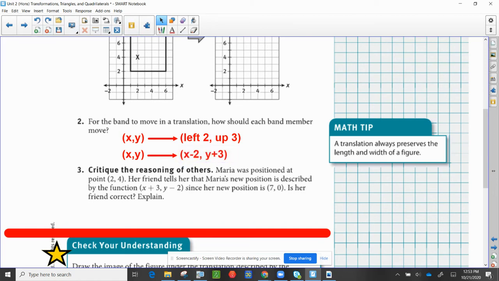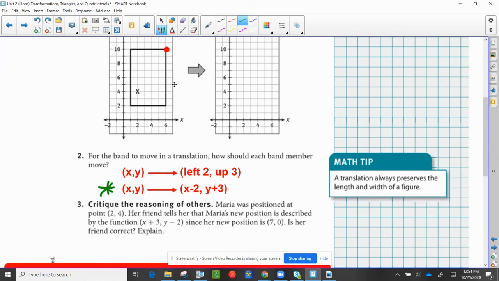Okay, so here's what we have. If we went left 2, that means we're moving in the negative direction. So our x value went minus 2. If we go up, that means our y value is increasing by 3. So we'd have y plus 3. This is the main point of this lesson, being able to write these translations in terms of a function, okay? And remember, the translation, since it's rigid, will always preserve the length and the width. So everything has to shift together.